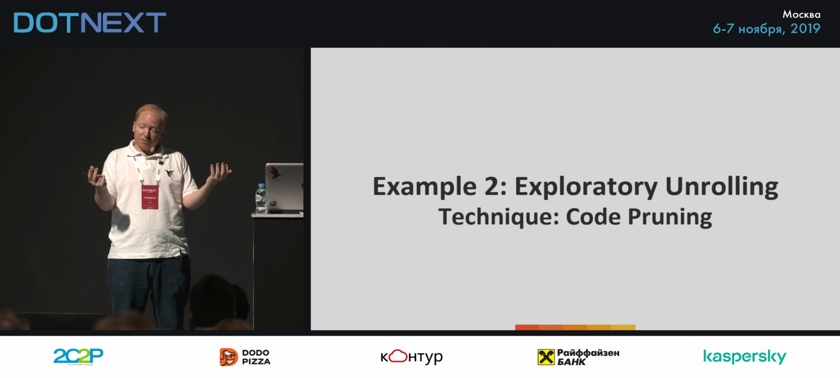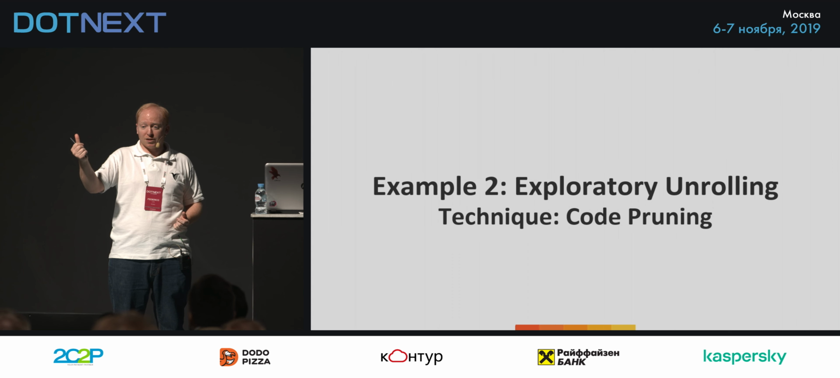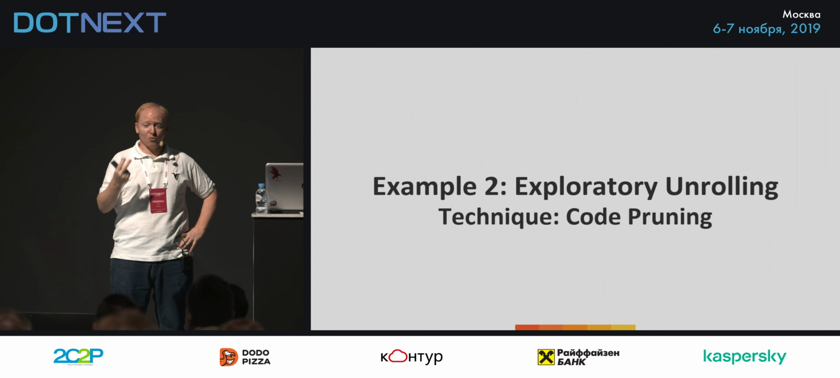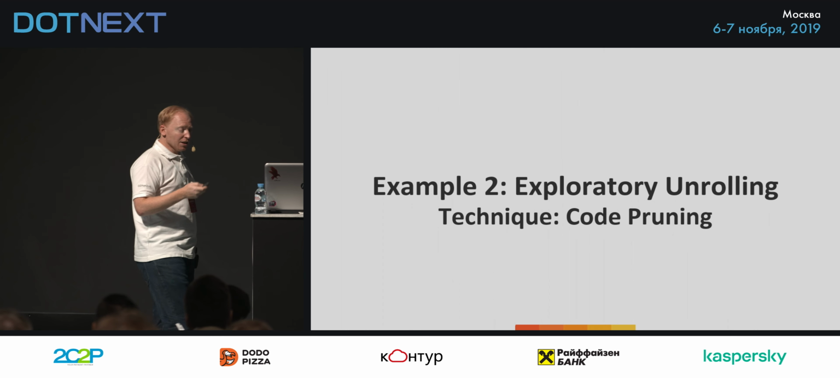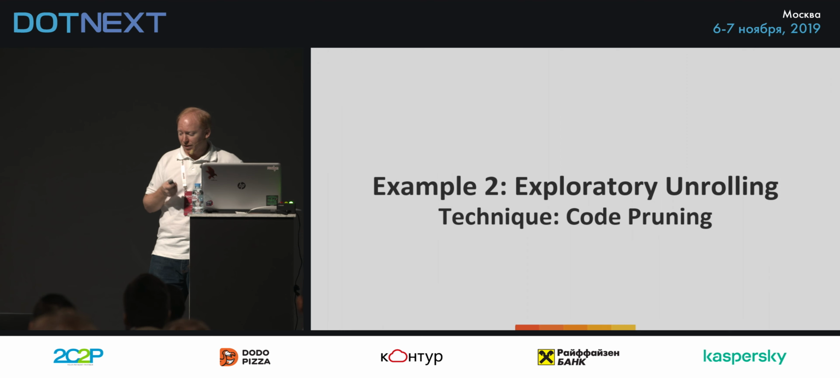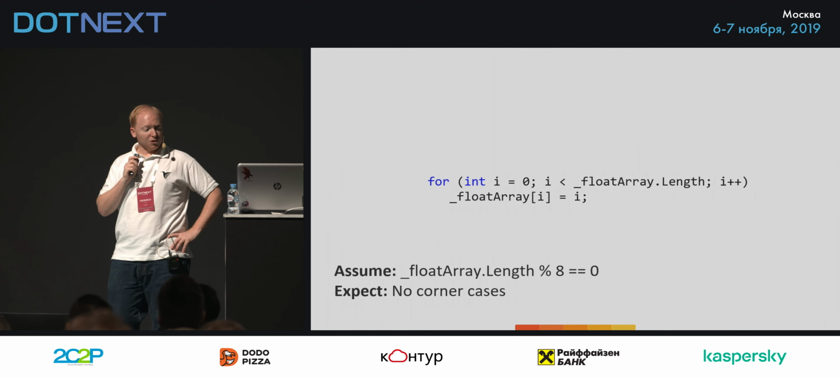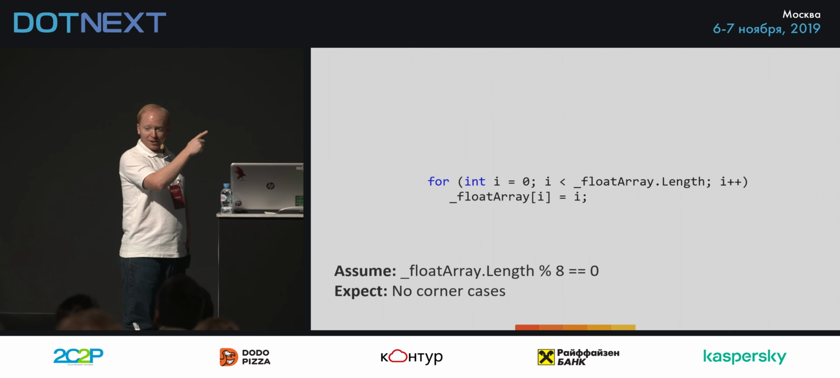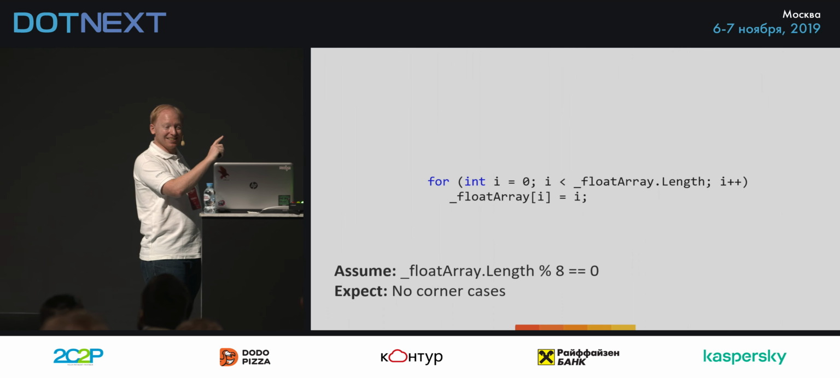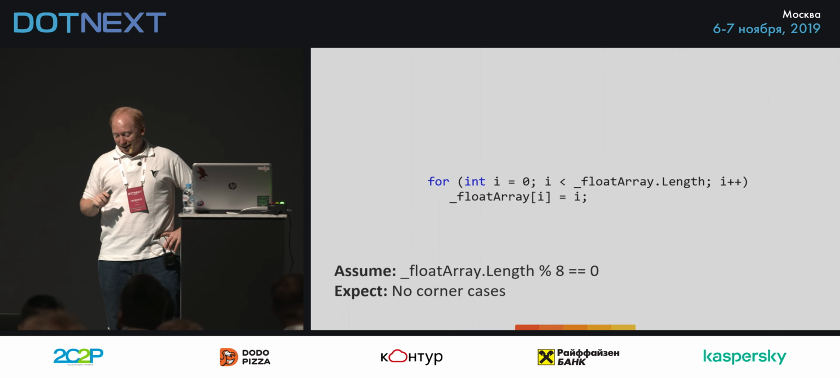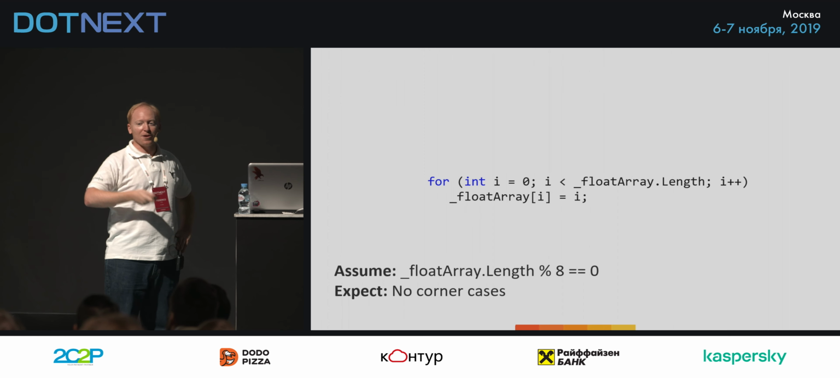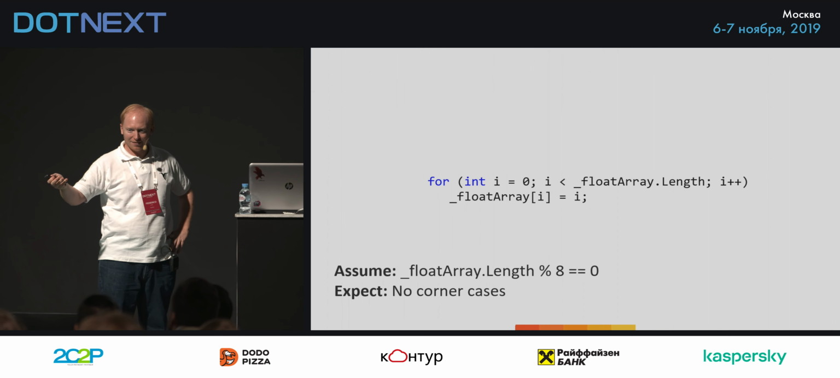If it's really good, two things can happen. Either it doesn't work, or it works, and there's a third thing, that is, it works good enough. If it's good enough, why would I improve it? So the technique we're going to see now is code pruning. And it goes like this. Let's say that you have this loop, very boring, simply assigning the index. The assumption here is always that this is divisible by 8, so there are no corner cases when we try to actually unroll this, okay?